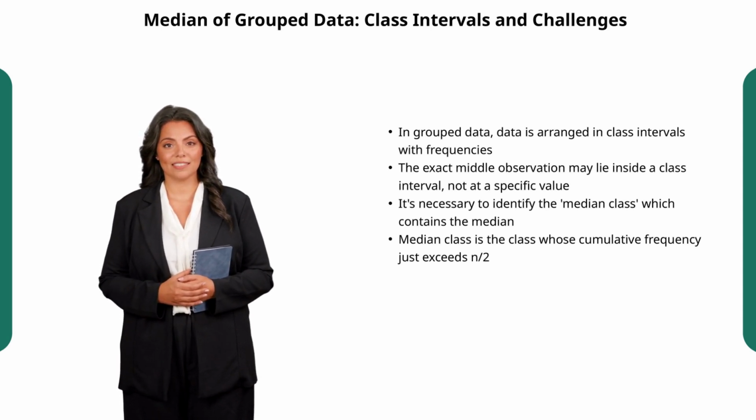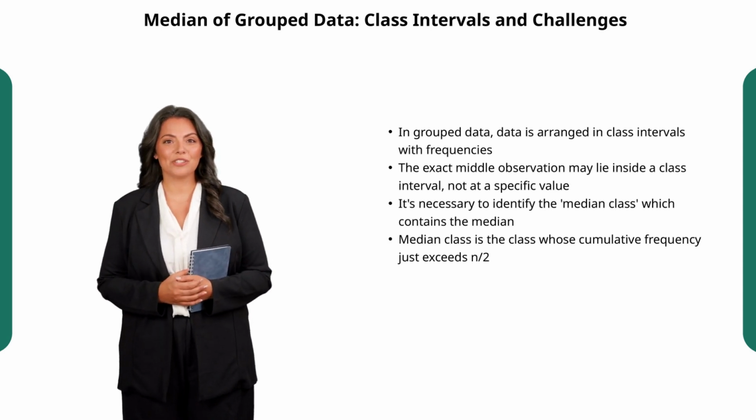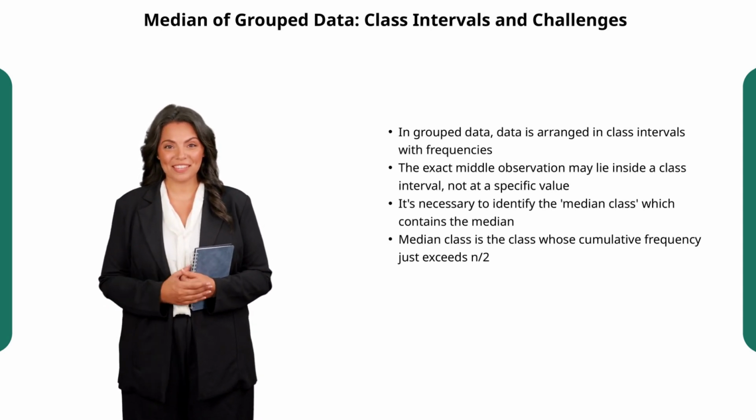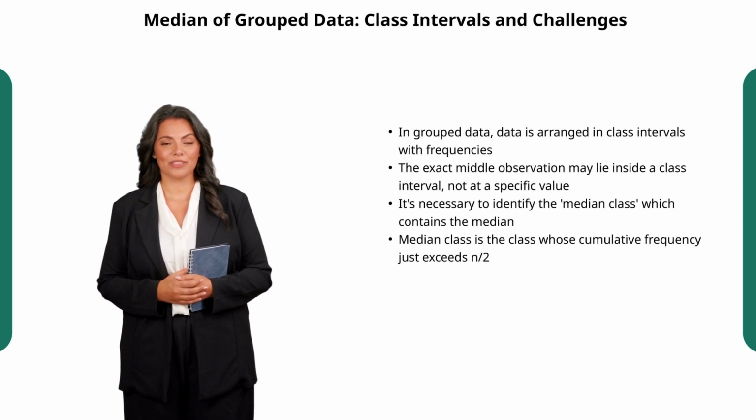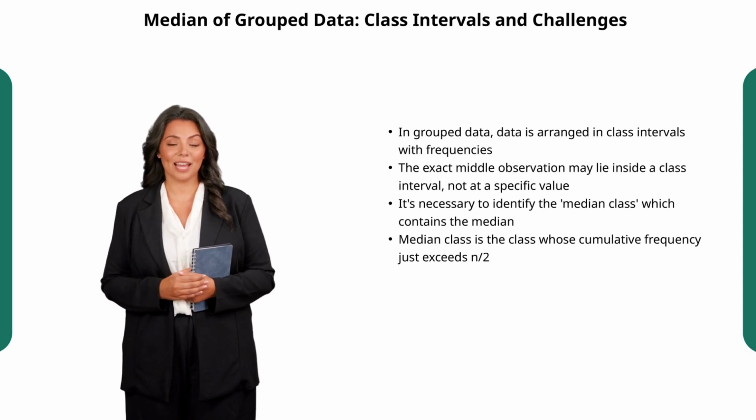How do we find this? We calculate n divided by 2, which is half the total number of observations. Then, we find the class whose cumulative frequency just exceeds this value. On screen, there is a frequency distribution for 53 students, divided into class intervals with their corresponding frequencies. Identifying the median class here is our key step towards calculating the median of grouped data.